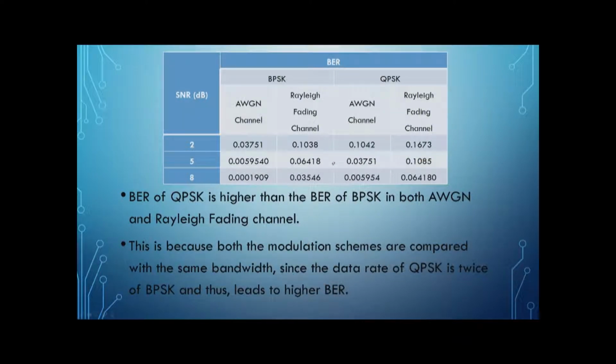From the table, it shows that the BER of QPSK is higher than the BER of BPSK in both AWGN and the Rayleigh fading channel. This is because both the modulation schemes are compared with the same bandwidth. Since the data rate of QPSK is twice that of BPSK, it will lead to a higher BER.